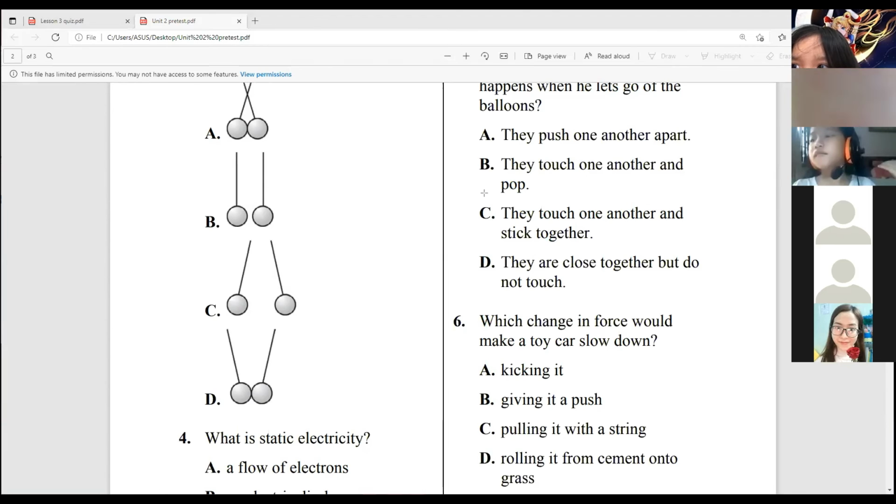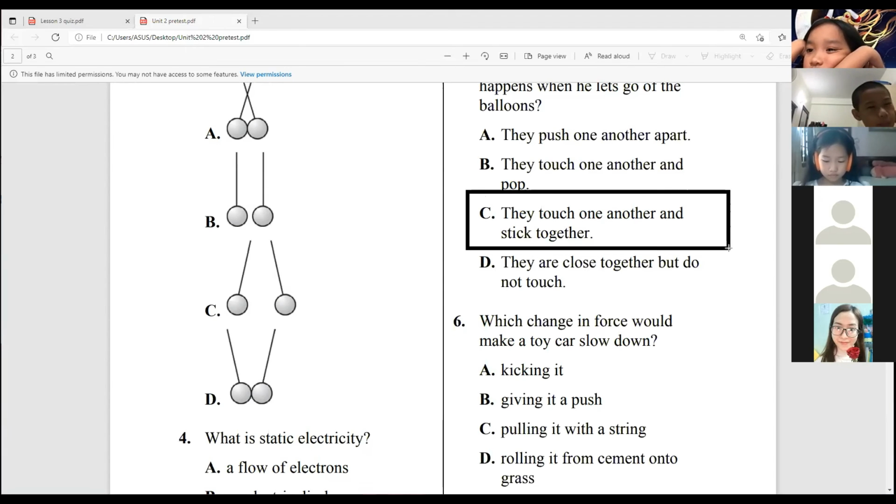Yeah, but no, we're not talking about that, Alex. We're talking about balloons. We've charged one balloon. What do you think is going to happen to the balloons when we let go of them? Are they going to push one another apart? Are they going to touch one another and pop? Are they going to touch one another and stick together? They're going to stick together.